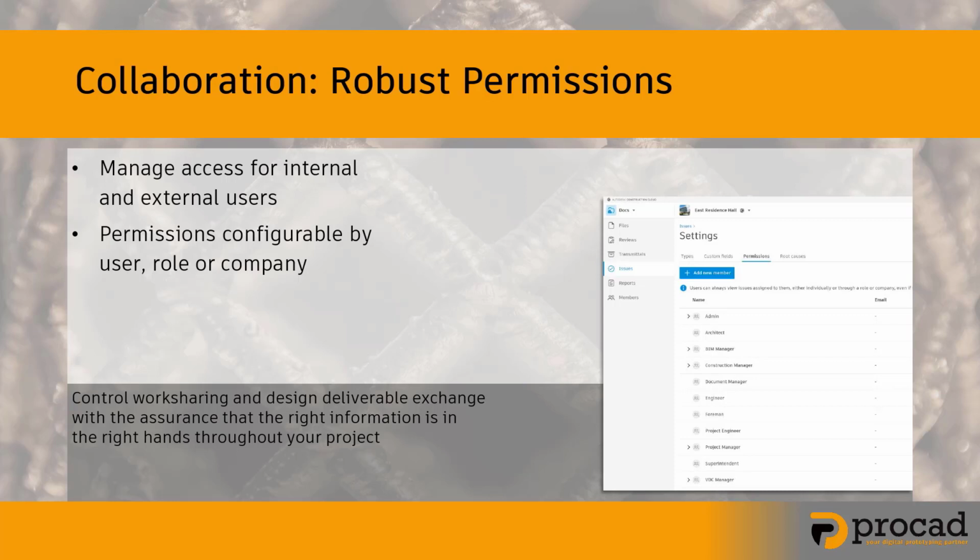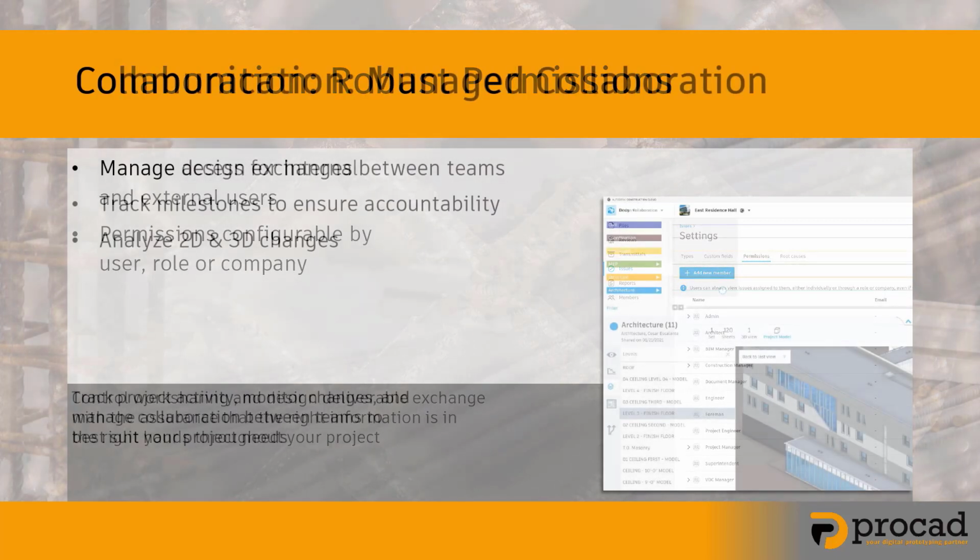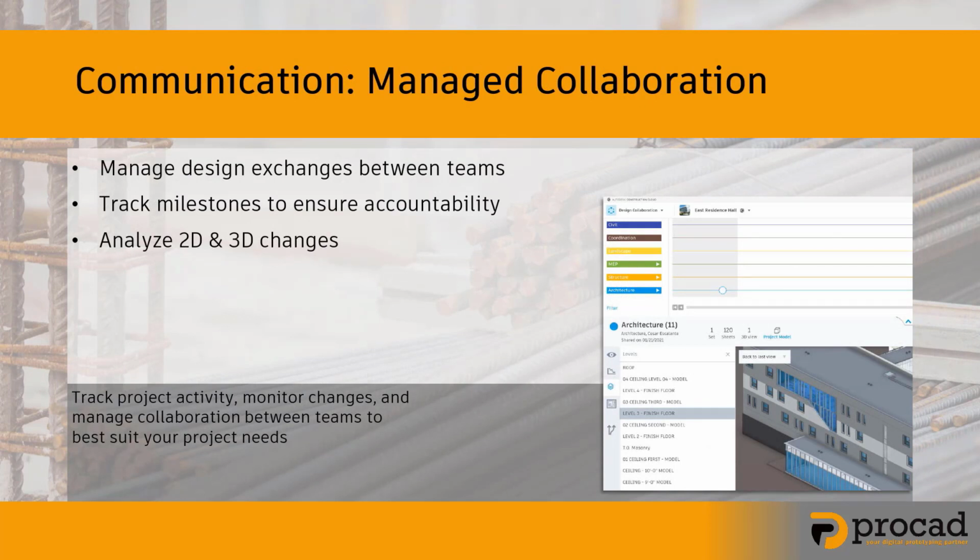With it, you can restrict user access to certain folders or limit access according to user role or company. Control worksharing and design deliverable exchange with the assurance that the right information is in the right hands throughout the project. If your concern is efficient team communication, you can use BIM Collaborate Pro to ensure that your project team is always aware of the project's overall progress.